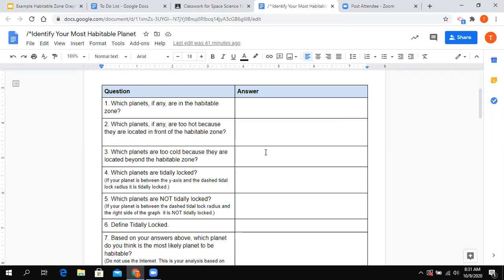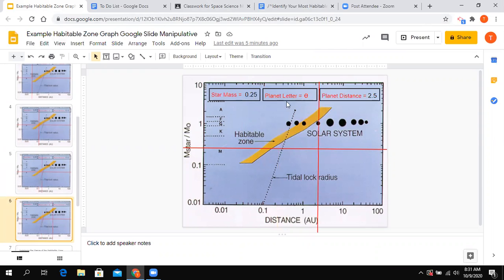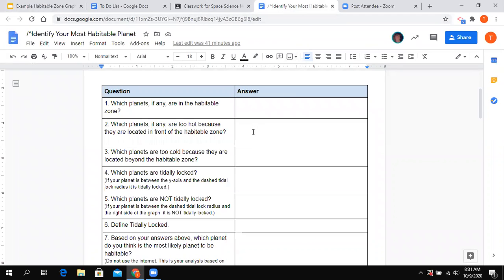All right, which planets are too cold? I have two. I have this one, planet D, and I have this one, planet E. So that's what I'm going to type in there, planets D and E. Okay, your answers will be different than my answers because everybody's doing different systems. Your answers are going to be different from your classmates' answers because you all have different systems.